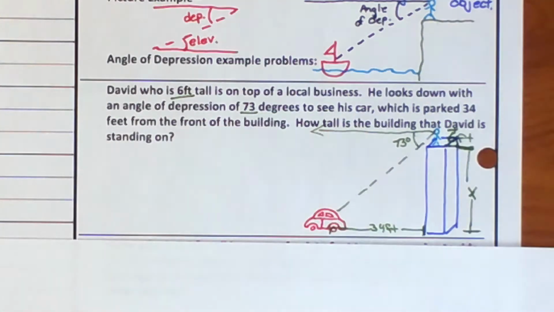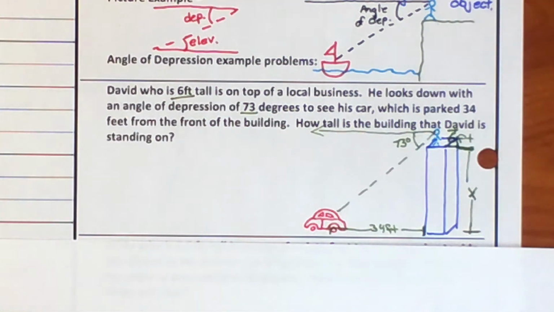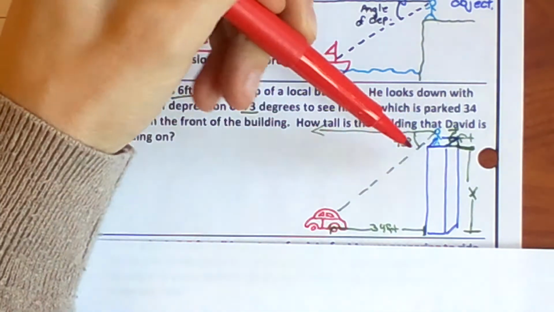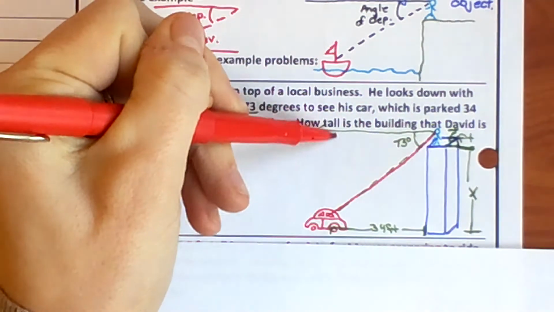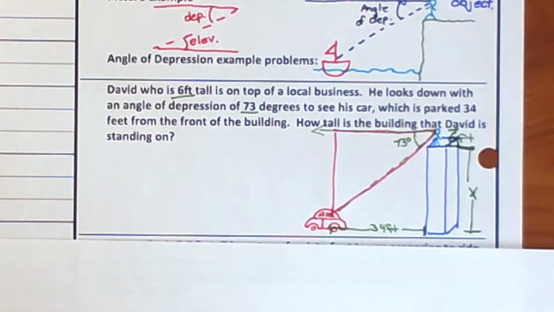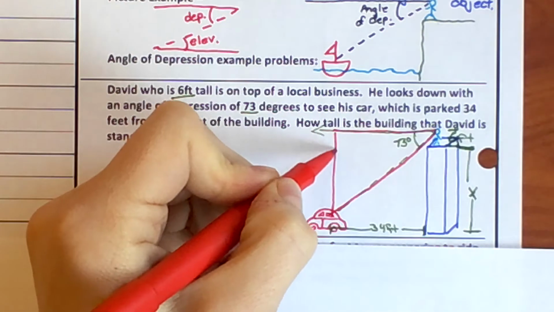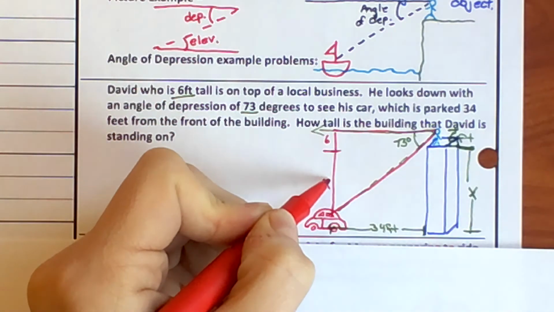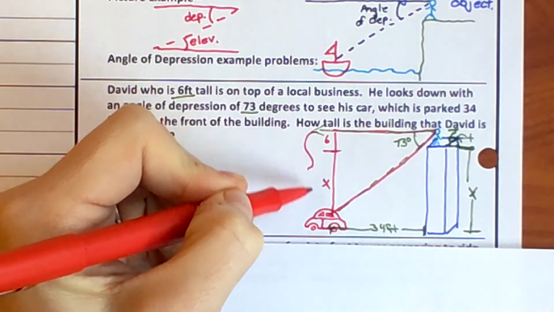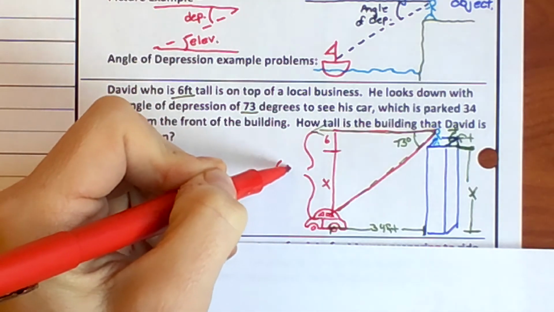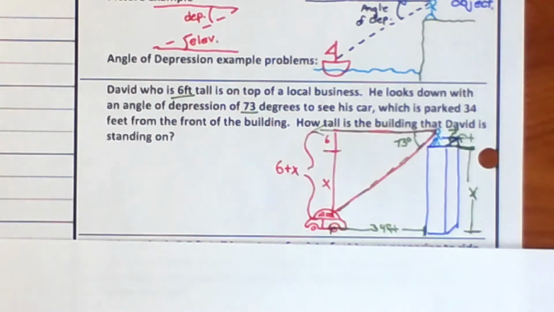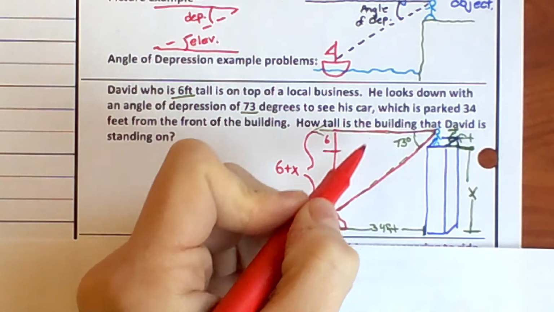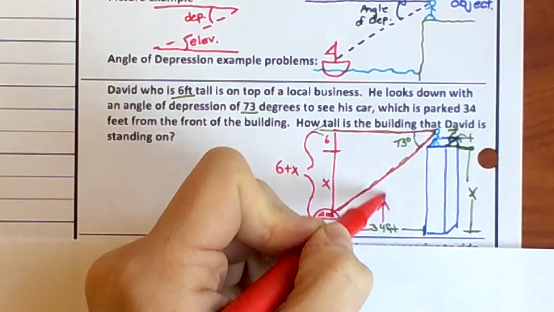Now, here's the thing that makes the angle of depression an ounce more tricky, is that our degrees is over here. So my triangle is going to go on this side of the problem right here. So what I have is the person is 6 feet tall and they're standing on top of the building. So this X, I'm going to carry it over here. So this side is going to be 6 plus X. And then this 34, I'm going to carry it up to the top.